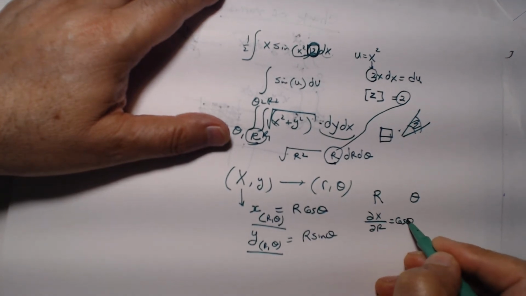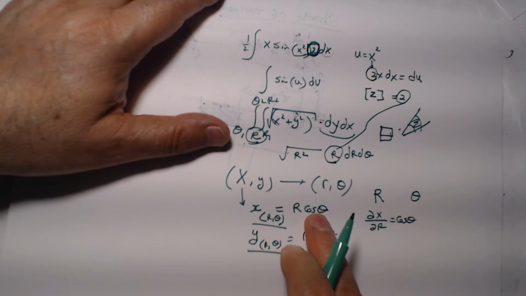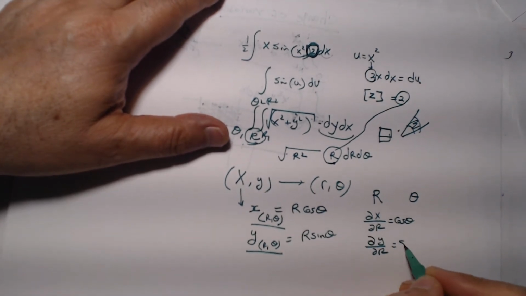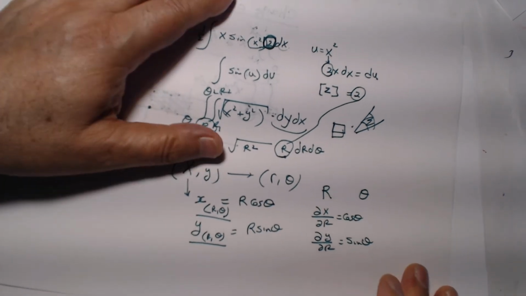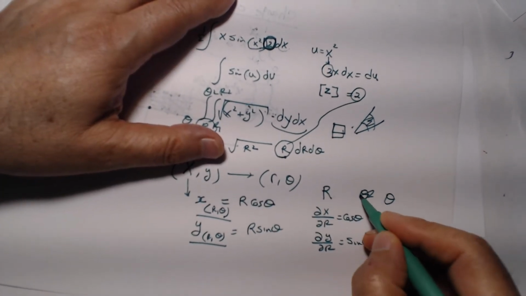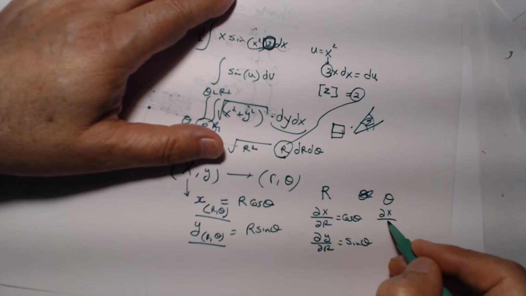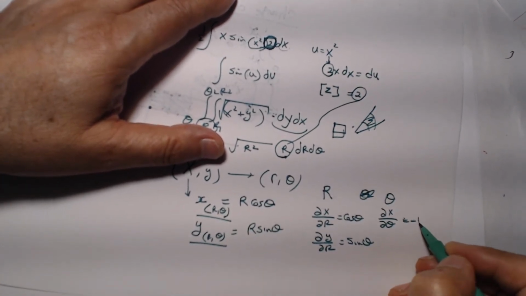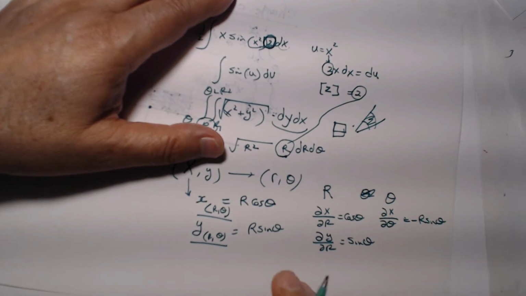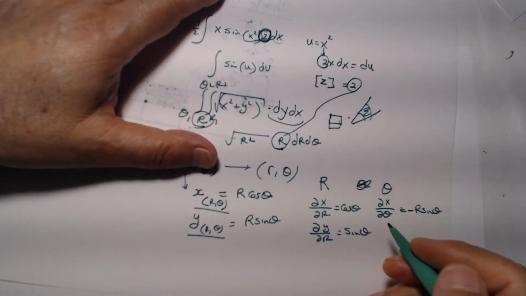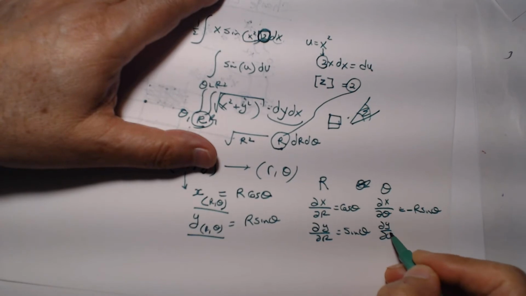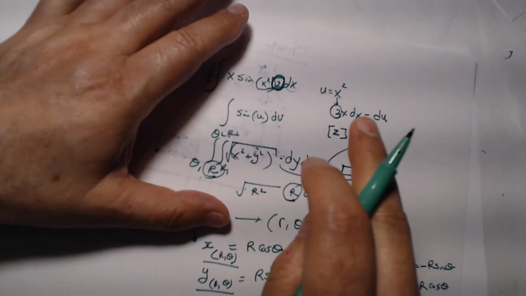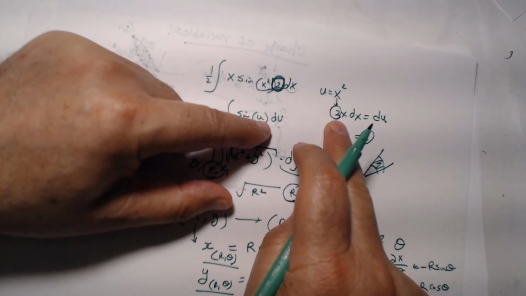What is the partial derivative of x with respect to r? It's cosine theta. What is the partial derivative of y with respect to r? It's sine theta. But I also have theta. What is the partial derivative of x with respect to theta? Negative r sine theta. What is the partial derivative of y with respect to theta? It's r cosine theta.